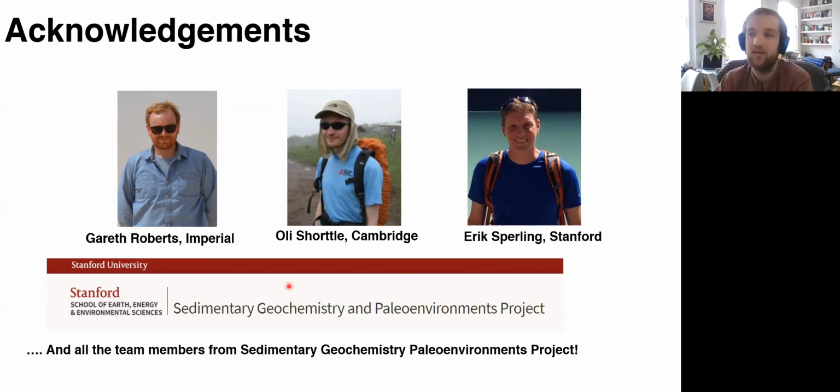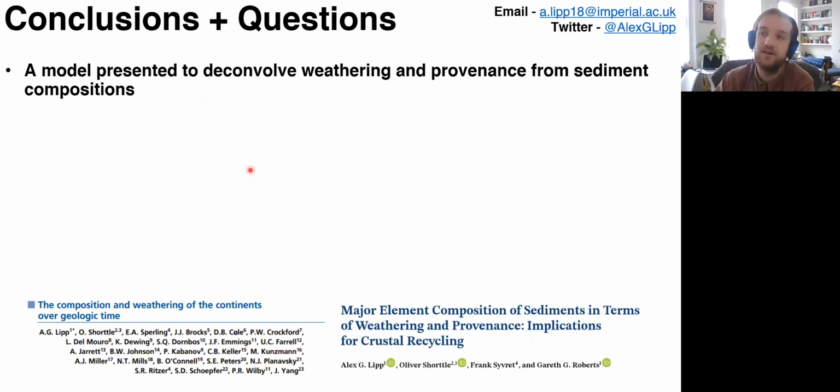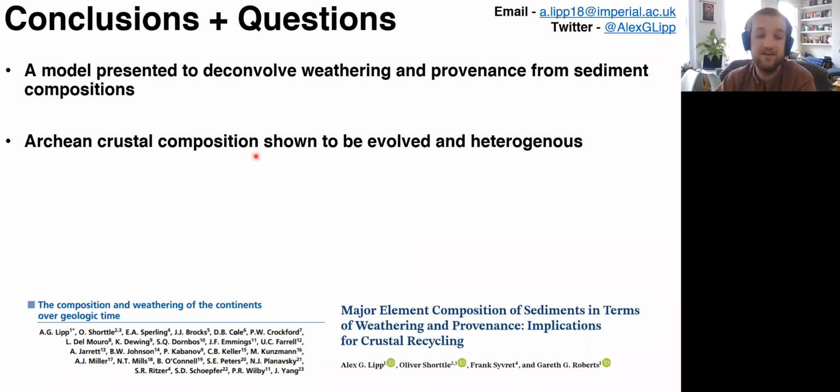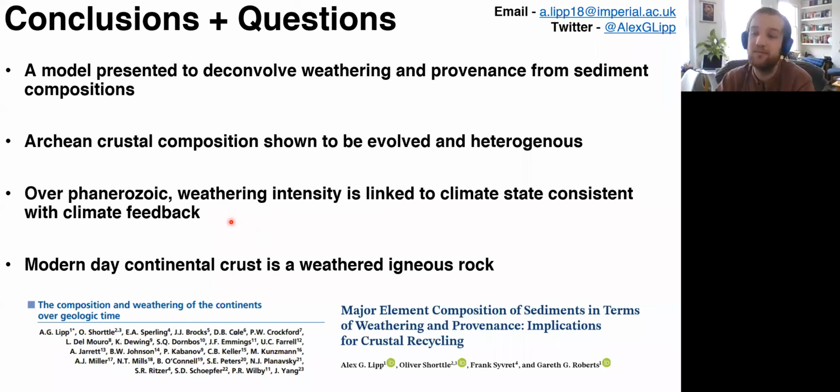So just to summarize, I'll put up my principal conclusions. I presented today a model which deconvolves the weathering and provenance signals from a sediment major element composition. We use this to show that the Archean continental crust is evolved and varied in its composition. We also use this to produce a weathering trend across the entire Phanerozoic, which we think confirms the long hypothesized relationship between climate and weathering rates. And finally, we demonstrated how the modern day continental crust is a weathered igneous rock, not a primary igneous material.